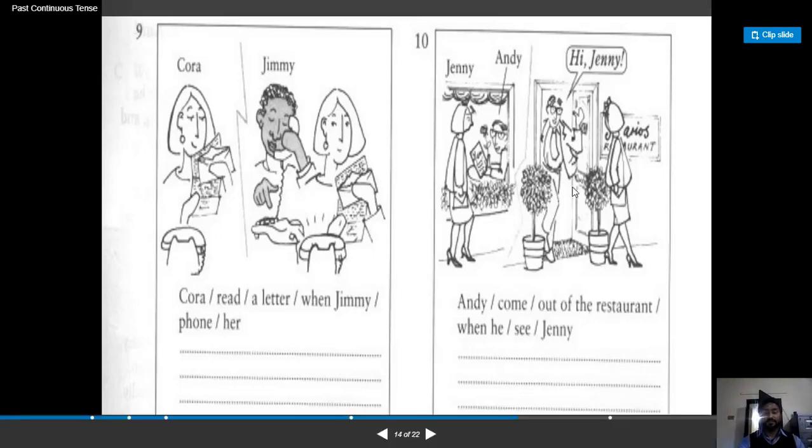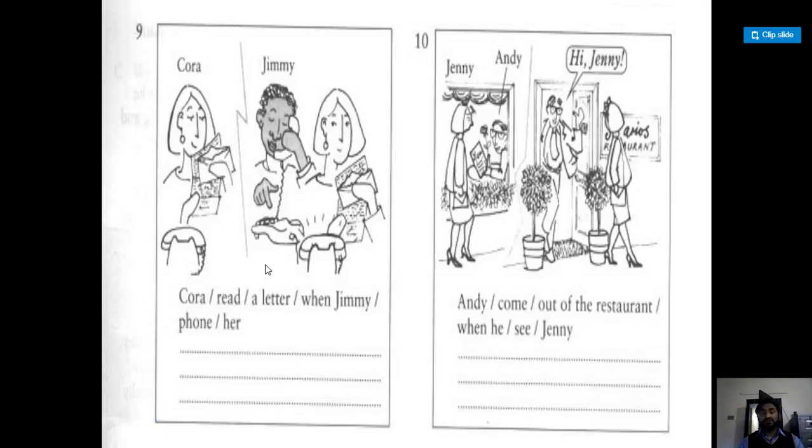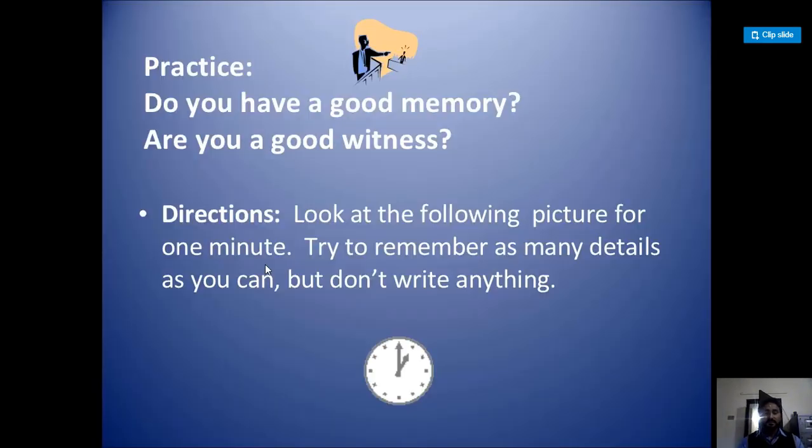So look at your screen and then try to solve it in your notebook at your home. This is the exercise. So practice.